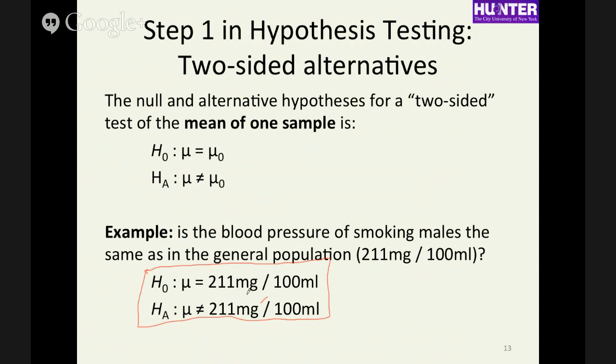Yeah, you would identify smoking males. You would take a sample of smoking males. That's your study population. So you just need one sample. That's why this is a one sample test. And then we're comparing it to this known normal value of 211 milligrams per 100 milliliters. Is everyone clear on that now?